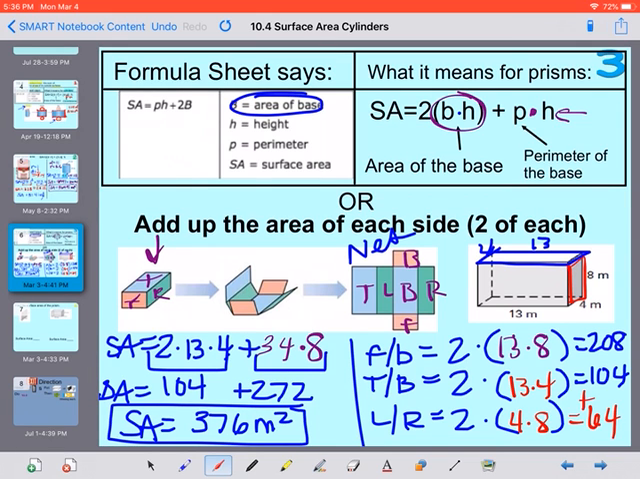So if we add those 3 pieces together, 208 plus 64 plus 104, we get 376, which is the same answer we got over here. So you can use the first formula or adding up each side separately.